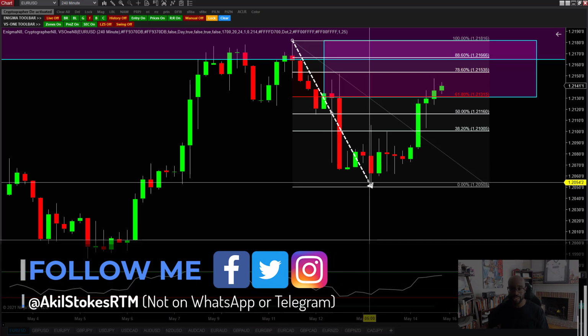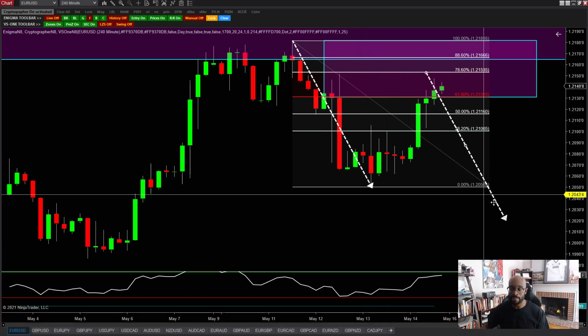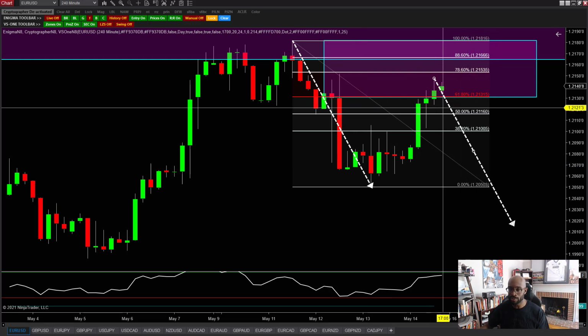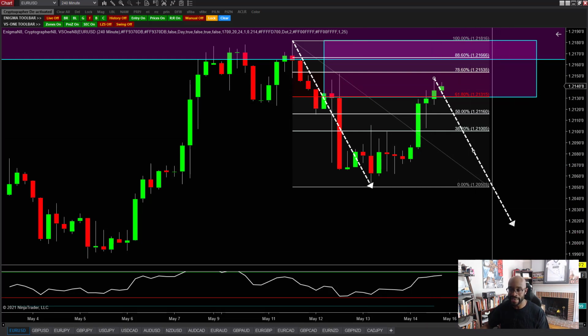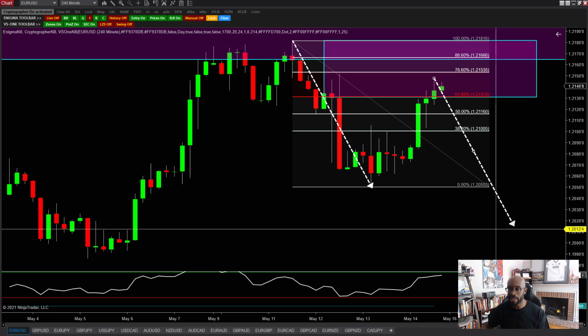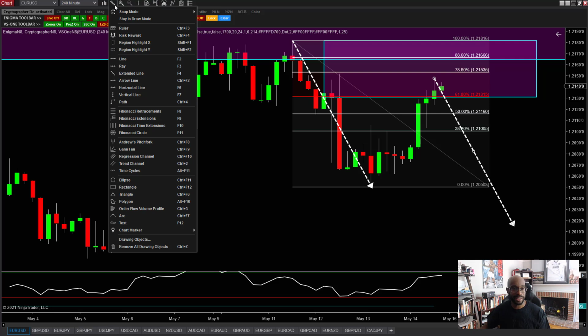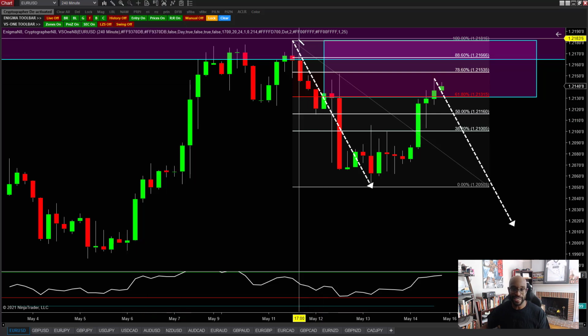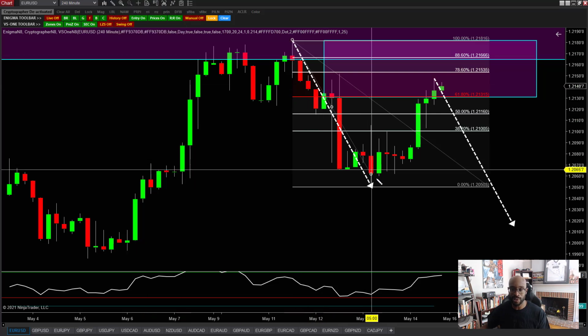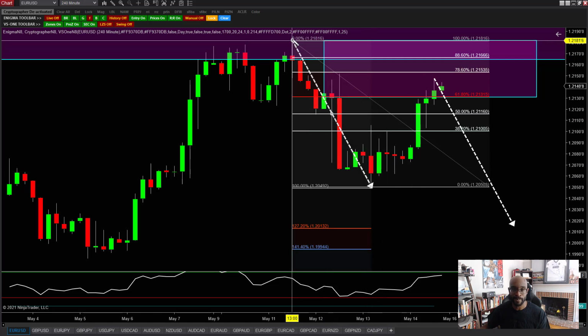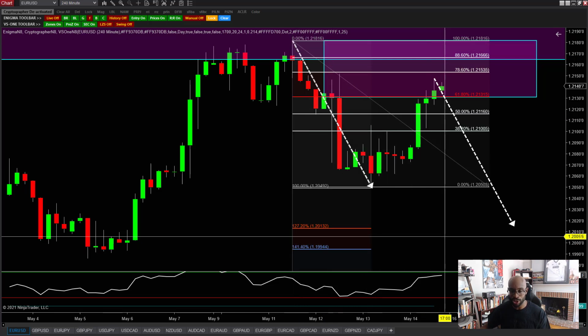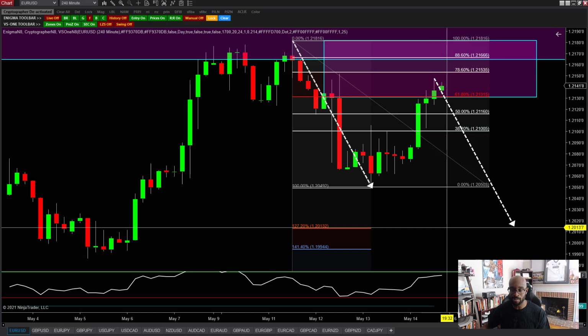We can't measure this out yet because we don't know where this reversal is going to be. But as of right now, an AB equals CD will put you down at 120.10s. You can also take out your Fibonacci extension. It's been so long since I did all this manually. Fibonacci extension tool, from swing high to swing low, and back down. You can see there's a 127 Fibonacci extension lining up right at that level.